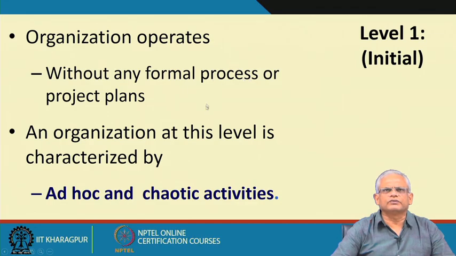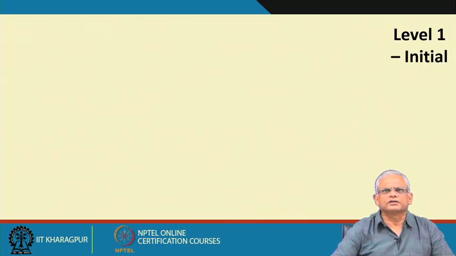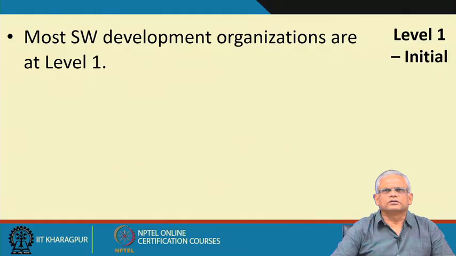The hallmark of a level 1 organization: if an organization is qualified at level 1, then the projects are done ad hoc, the developers are free to do whatever, ad hoc and chaotic activities. This is the hallmark of a level 1 organization. But the thing is that many software organizations are at level 1. The developers there are free to develop software in whatever way they want.